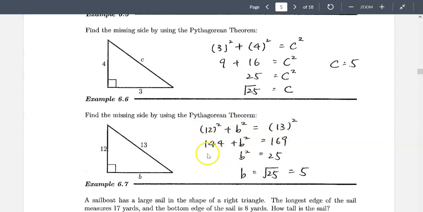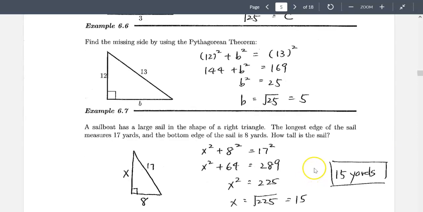When you do a little bit of algebra here, that's 144 plus b squared equals 169. We minus 144 on both sides. We get 25. When we take the square root, b equals 5. Okay.